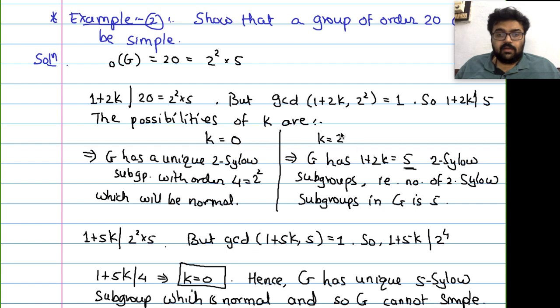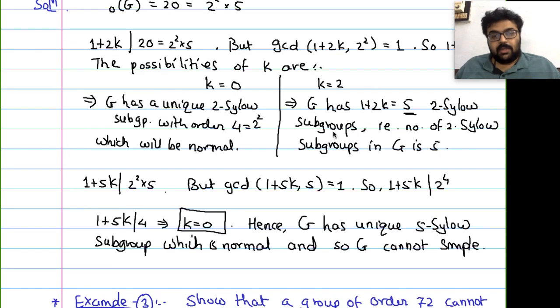Right, so then we cannot conclude. So the 2-Sylow subgroup does not give any information about whether it will be normal, because we cannot conclude it is unique. But the 5-Sylow subgroup is unique, that is sure, and therefore it is normal.